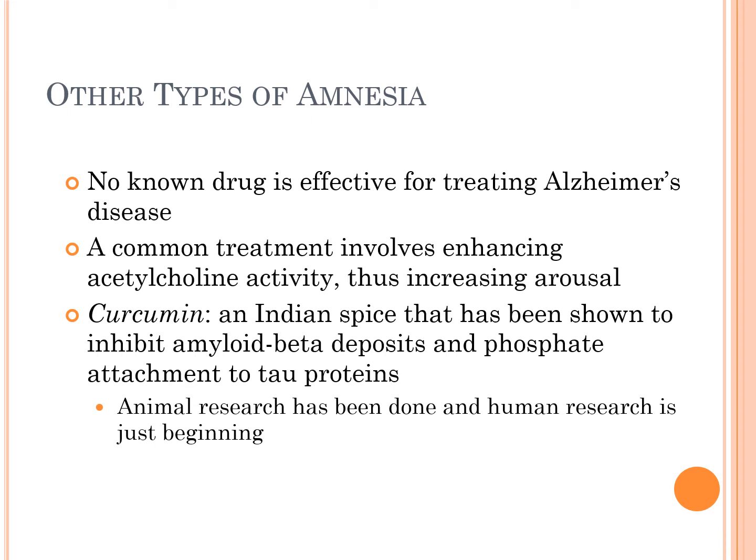A wonderful thing is to just throw a little bit of turmeric and pepper on them, which is not only turmeric inhibiting these amyloid beta deposits and phosphate attachment to tau proteins, potentially helping us with Alzheimer's. Again, research isn't quite there yet, but I always have hopes.